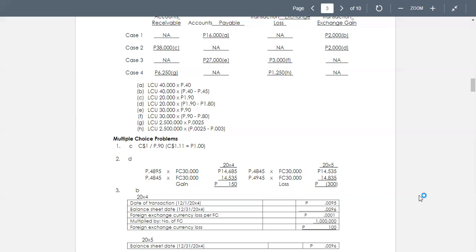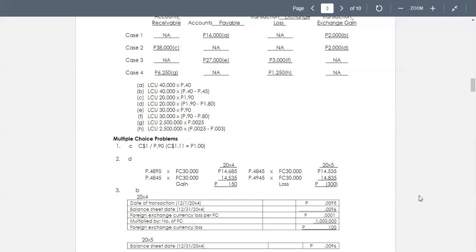For 20x5, it's 0.4845 and 0.4945. So we have a difference of 300. That's a loss. So for number 2, our letter answer is D.